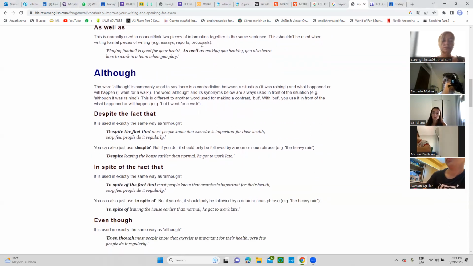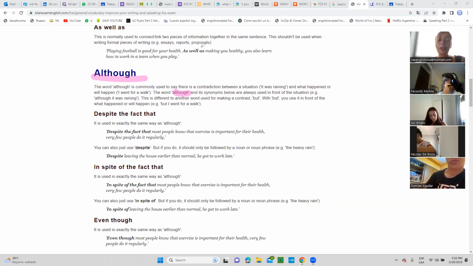Although is commonly used to say there is a contradiction between a situation, it was raining, and what happened or what will happen, I went for a walk. The word although and its synonyms below are always used in front of the situation. For example, although it was raining.